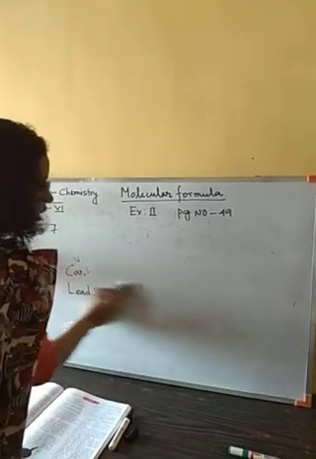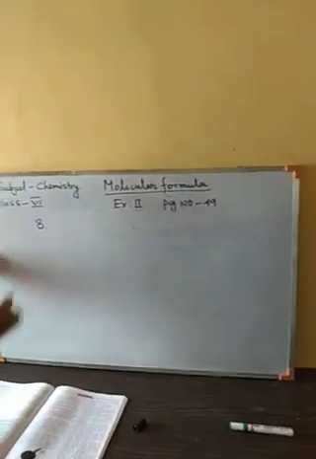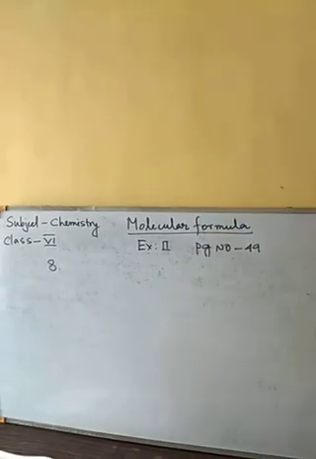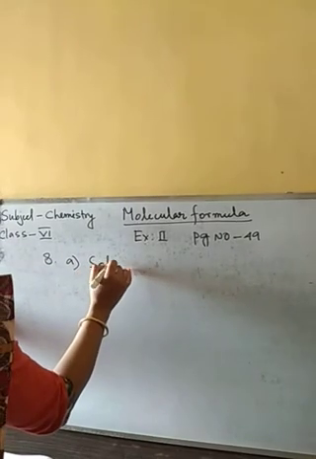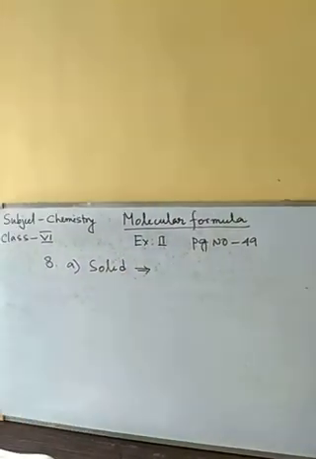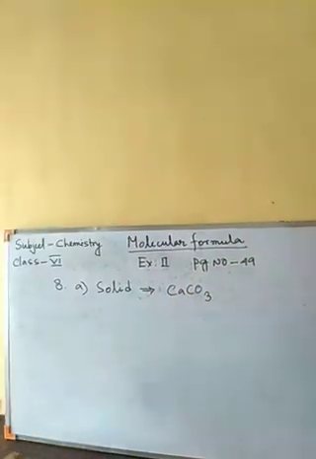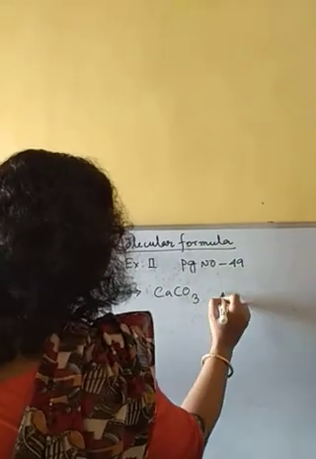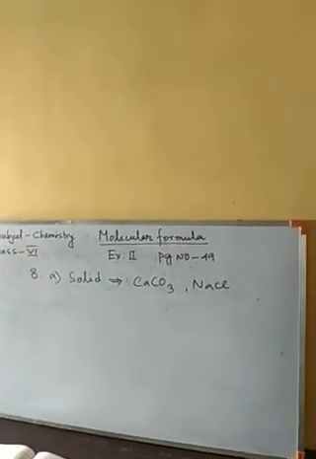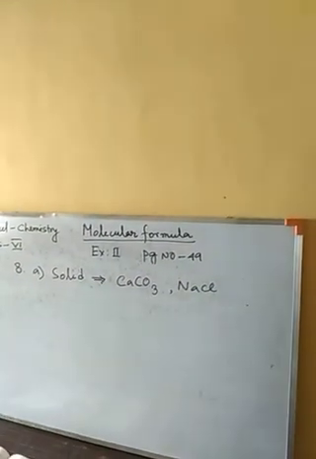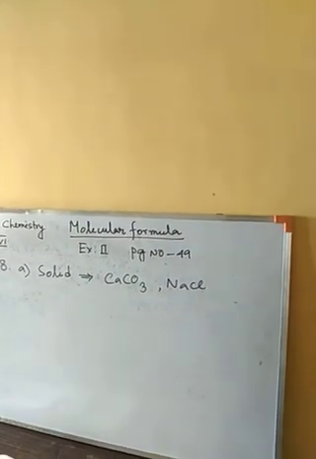Next we have question number 8, that is, here we have to give two examples of each. Two examples of solid. Here we can give the example of calcium carbonate. This is in solid form. This is marble or chalk. Next we can give sodium chloride, NaCl, that is common salt. Here we have to write down the name also.